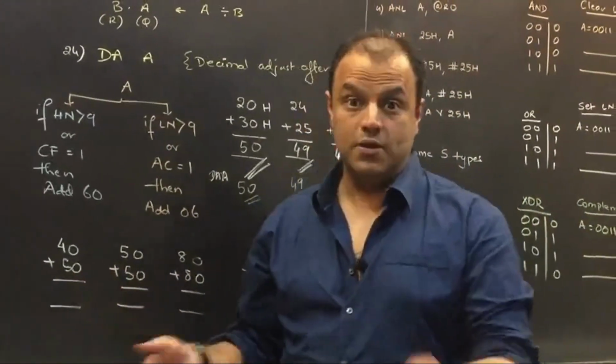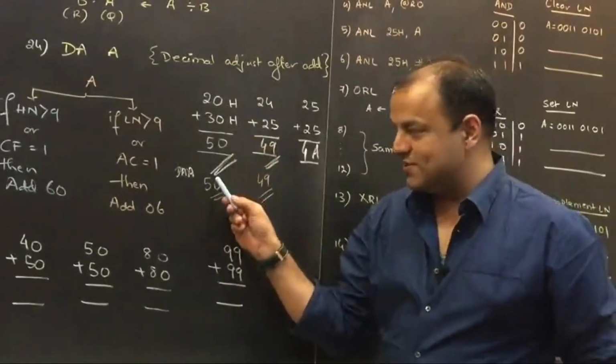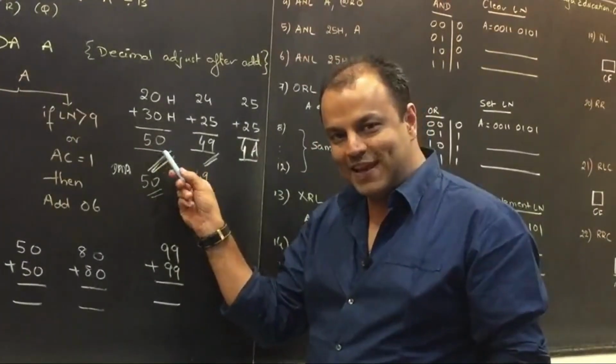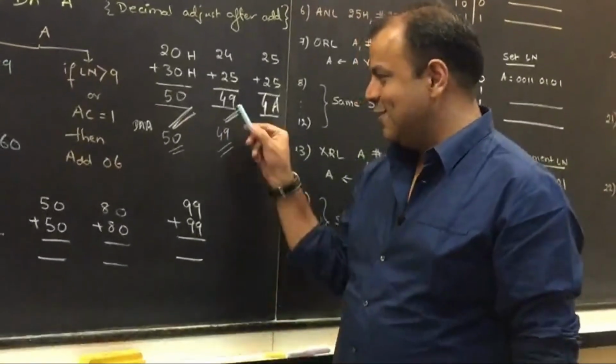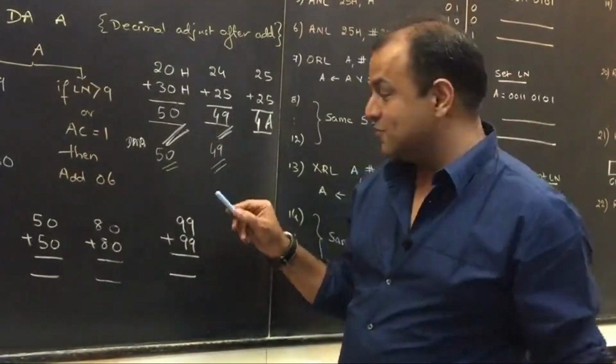Let's see whether the idea works. We have said the theory, let's see whether it works. So when you do DA on this number, it will not do an adjustment. Why? Because there is nothing greater than 9 over here. The lower nibble is not greater than 9. It will give you back 49. It is already a correct answer.